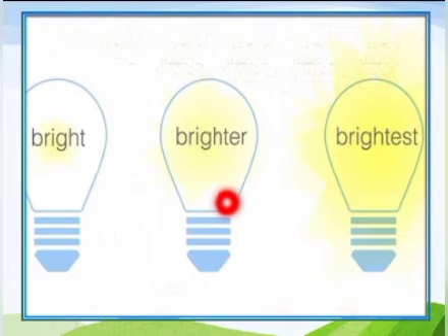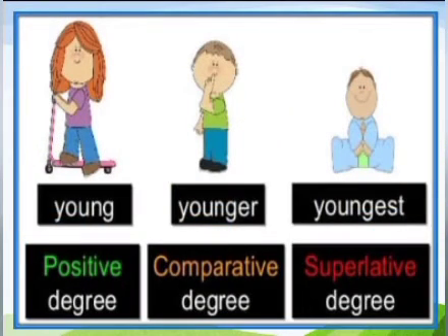Bright, brighter, the brightest. One thing is bright, but when I compare these two, then this is brighter. And when I compare all 3 of them, then this is the brightest among all. So this is positive, comparative and the superlative degree. More example says young, younger, the youngest. Positive, comparative because we have compared these two. Then a comparison among all these, then it's the youngest.